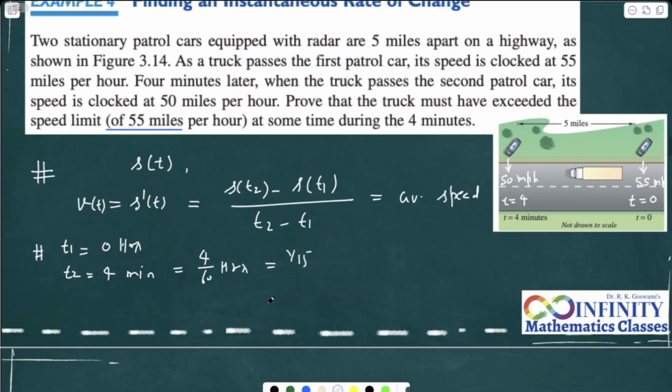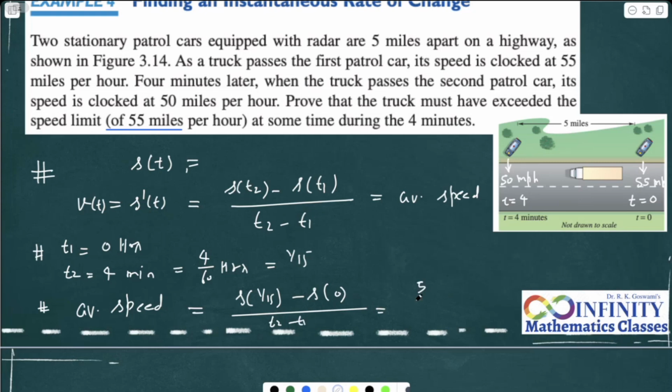Please try to help me: what is going to be the average speed? Average speed is going to be the distance covered divided by the time spent. It is going to be the distance, like the notation I used earlier, divided by T2 minus T1. I know the distance is 5 miles. What is T2? It is 1/15. So it is 75.